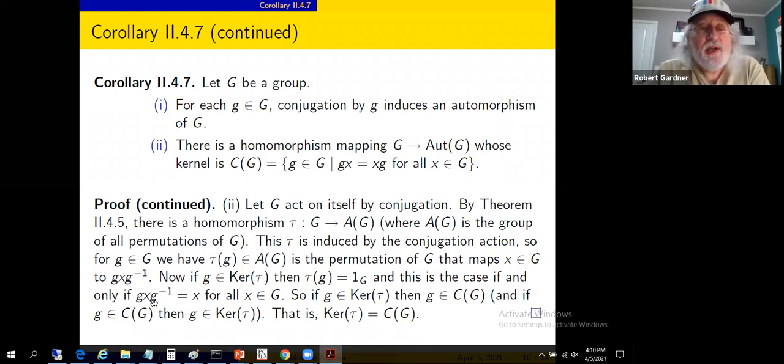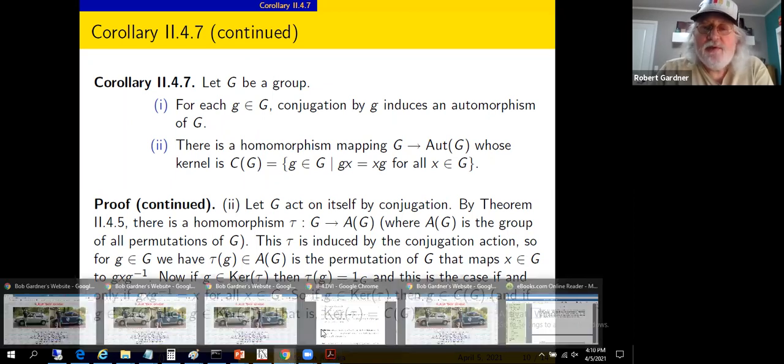But if gxg inverse equals x for all x and g, we could multiply this little equation on the right by element g to produce gx equals xg. And that tells you we've got an element of the center. Also, if we have an element of the center, then we can multiply both sides on the right by g inverse to produce this equation. That is, we get g is in the kernel if and only if g is in the center. We get the equality of those two sets. So the kernel of tau is the center of G.